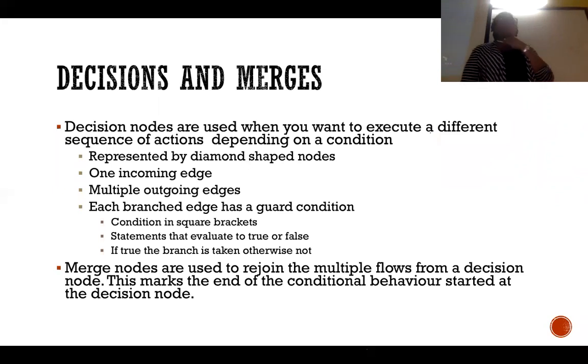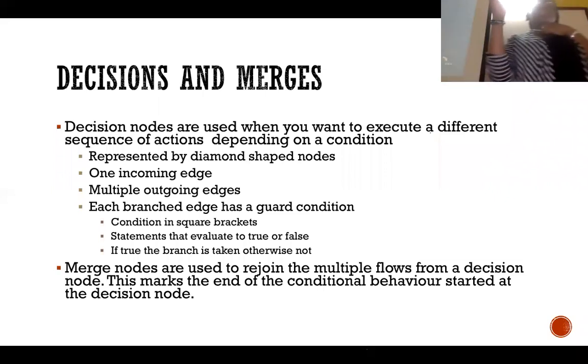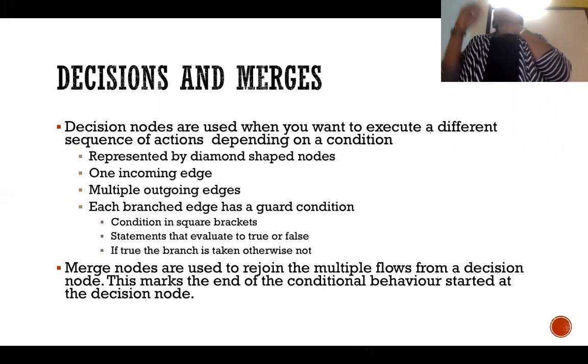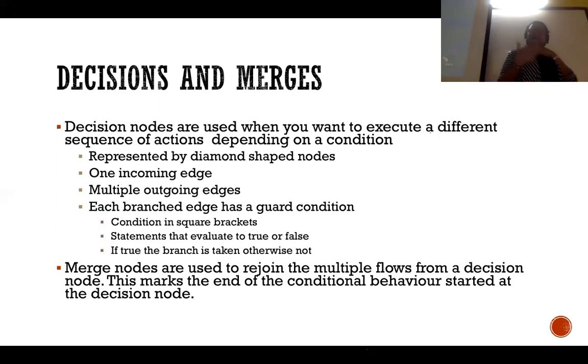Generally, there's one incoming edge to a decision node, and then you have multiple outgoing edges. Each branch edge has a guard condition. So every branch edge must have a guard condition. If there is no guard condition, then we must be able to distinguish exactly. You don't want to leave an ambiguity as to what is the path for that branch. So statements evaluate either true or false. If true, the branch is taken, otherwise it's not.